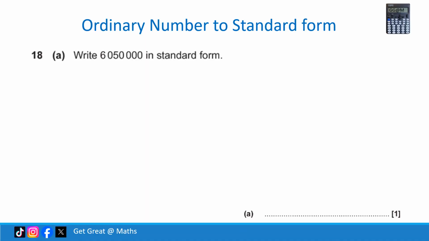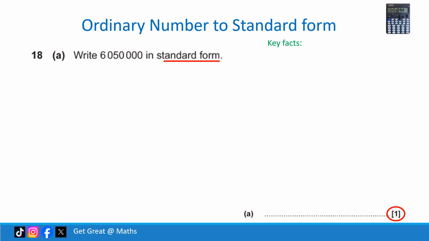This is a question on converting an ordinary number to standard form. Now in this question we need to know what the keywords are, and the keyword is the number that is given, 6,050,000. And we've got to write it in standard form. Now this is worth 1 mark in your exam.